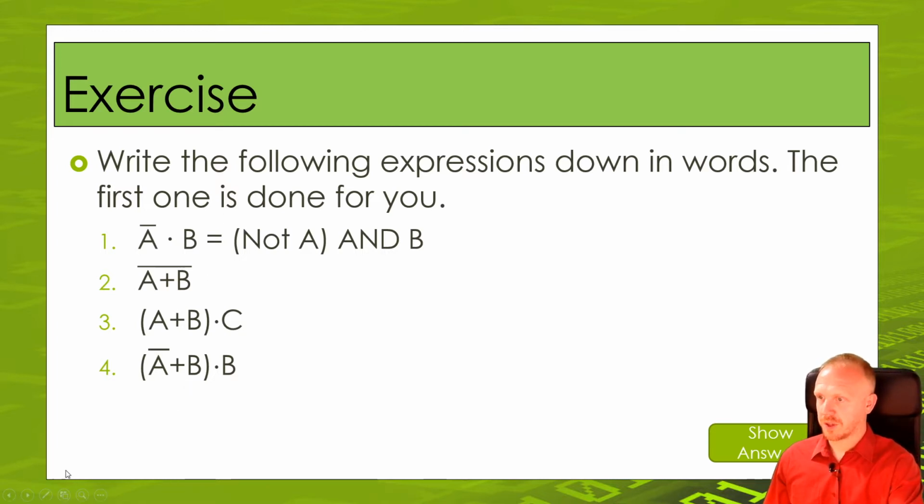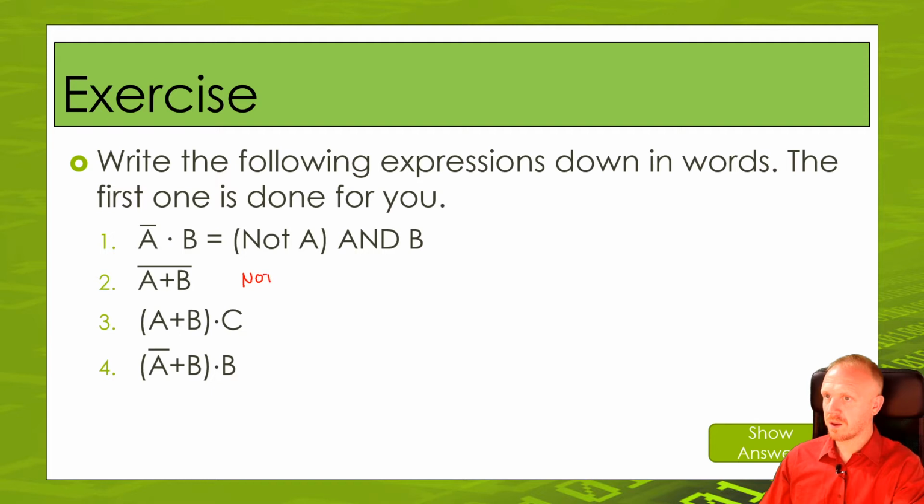Okay, well, let's have a look at this. So A plus B with a bar over the top. That bar over the top means a not is applied to the whole expression. So this will be not (A or B). Because the A plus B means A or B, then the not applies to all of it. So the not is outside of that bracket. This one here is simply A or B, because A plus B means A or B, and C.